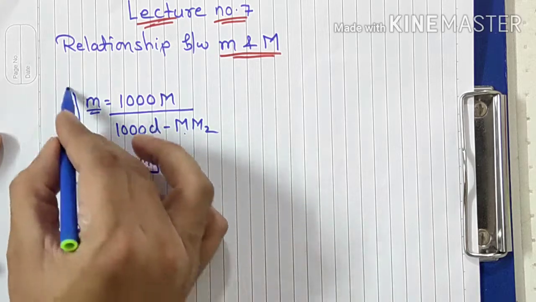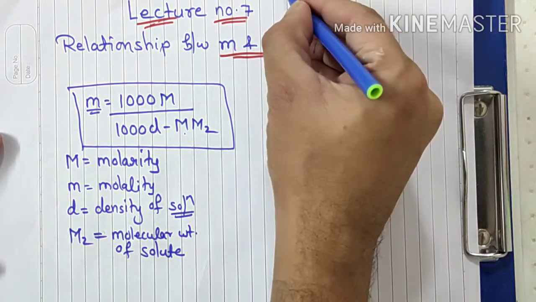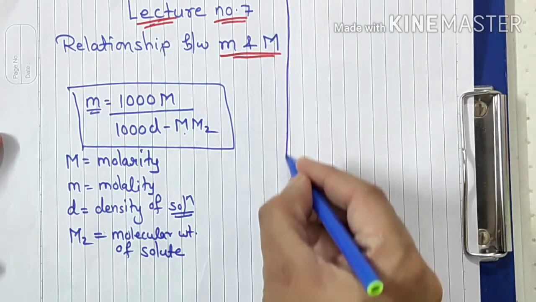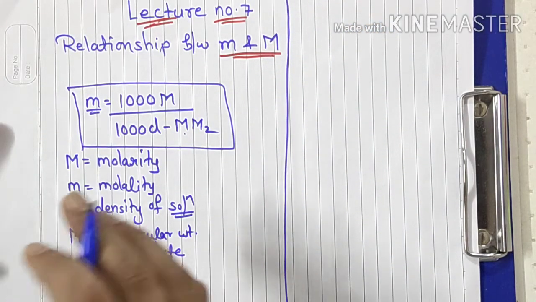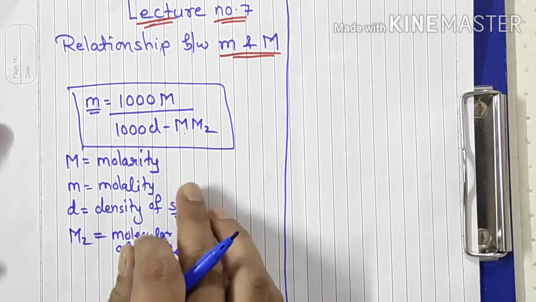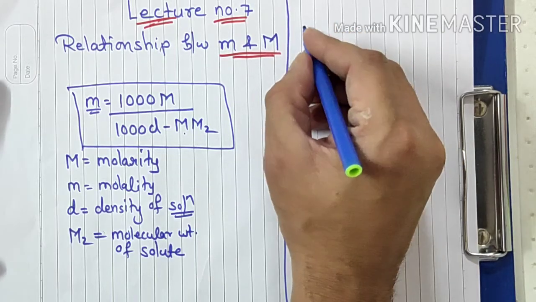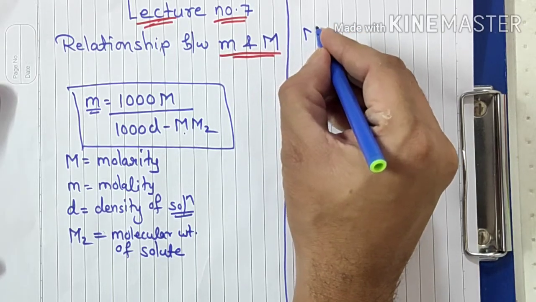Right? Which formula? This. But before moving to prove it, we have to understand the formula of molarity and molality. So first let's understand what is molarity. What is the formula of molarity?